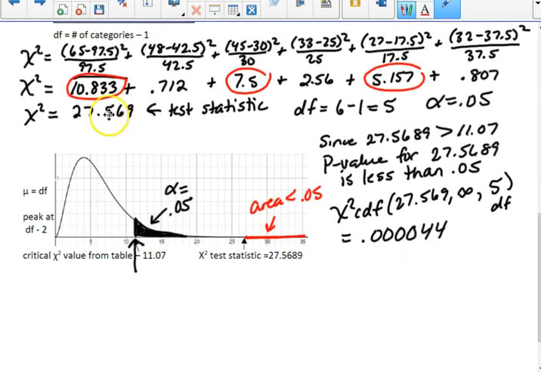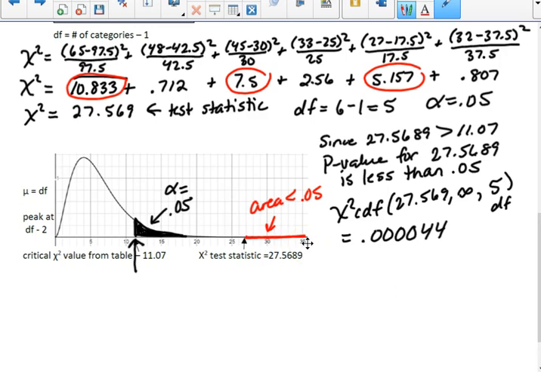My chi-squared test statistic is 27.569. Here's the chi-squared critical value from the table. Everything to the right of this 11.07 would be 5% of the area under the curve. What's to the right of my test statistic is clearly much less than 5%.